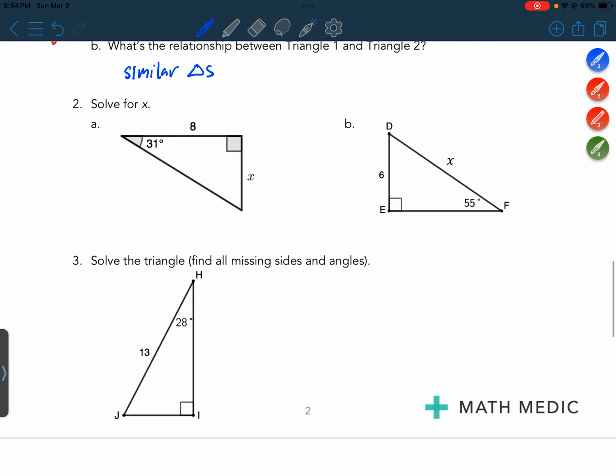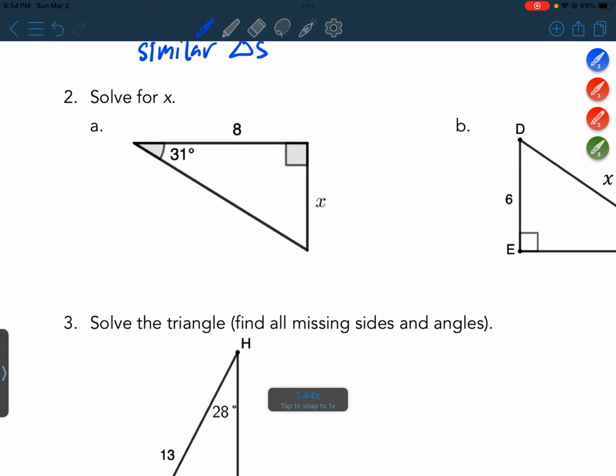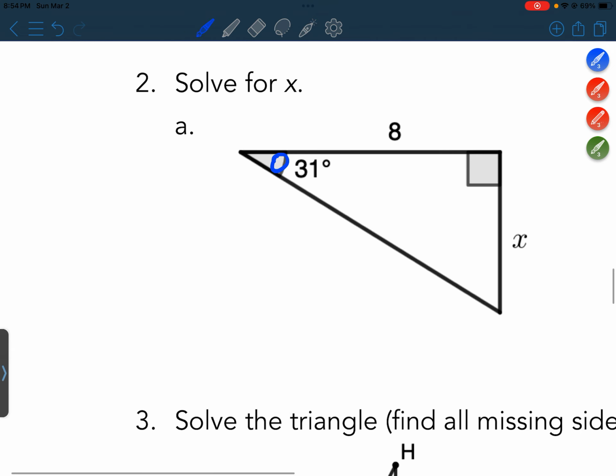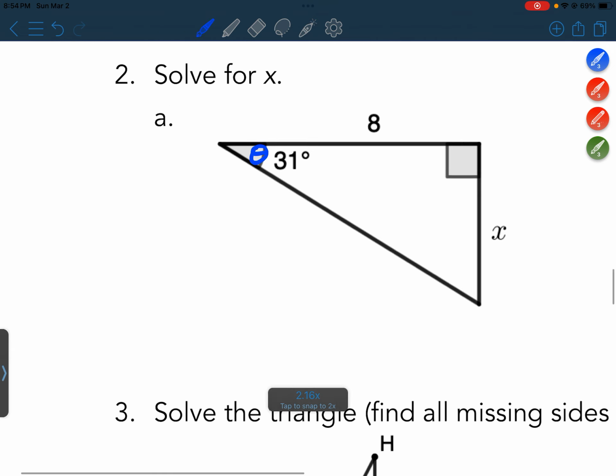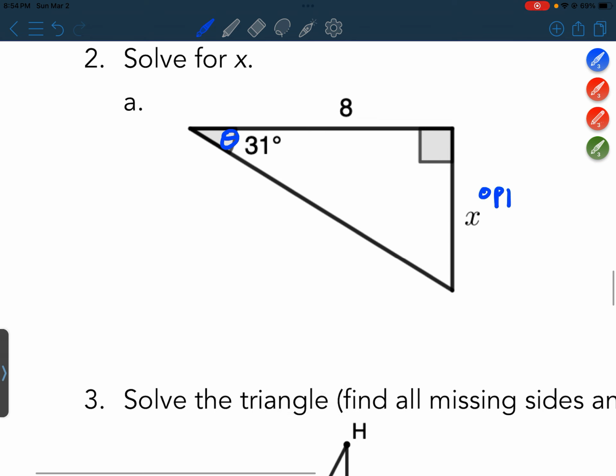All right, let's move on to question number 2. Now we want to solve for x. You can see that x is a missing side in each triangle. Well, the nice thing is we know one angle and we know one other side. So we could look up a ratio. Let's go ahead and put the angle symbol here where we have 31 degrees, which makes x the opposite side and 8 the adjacent side. So I know that if I'm interested in opposite and adjacent, that'd be the tangent ratio.